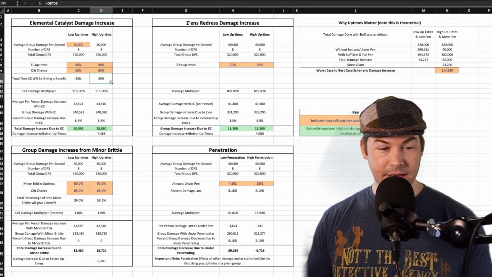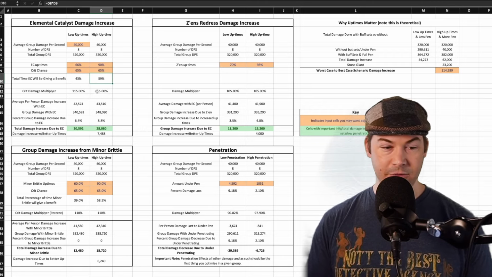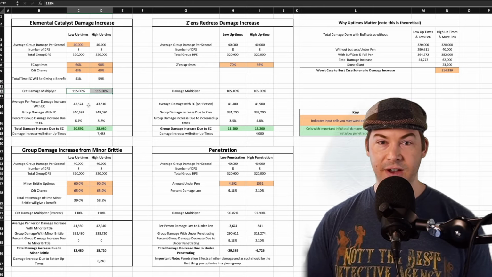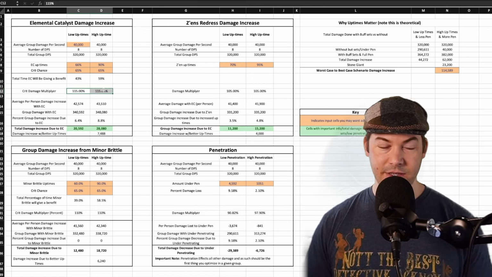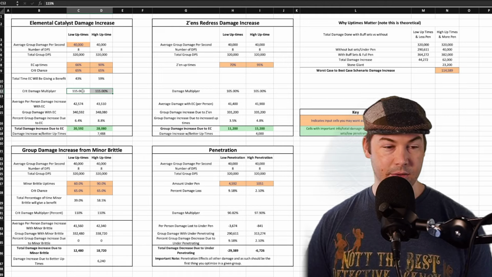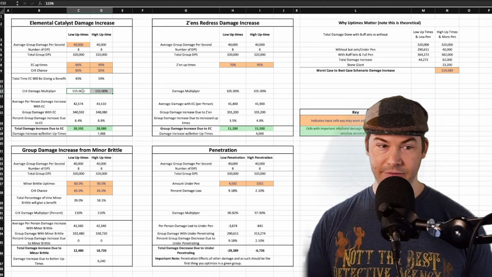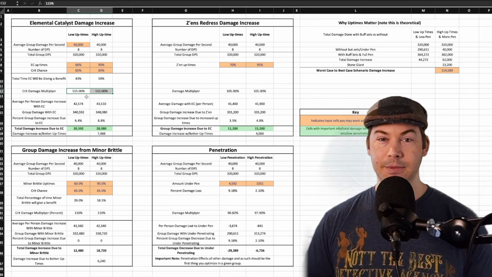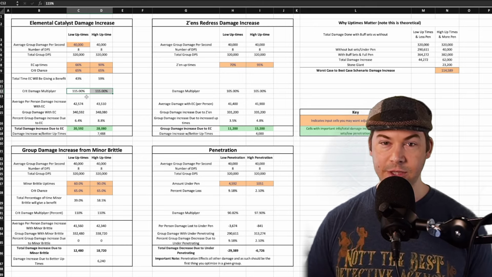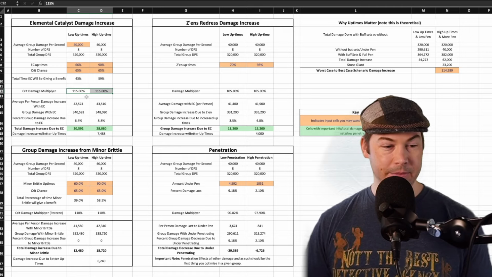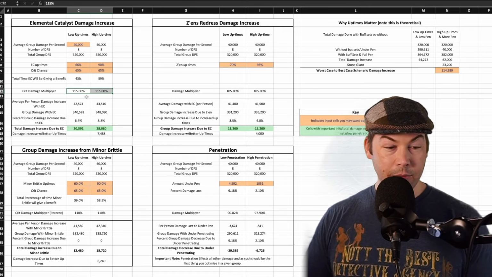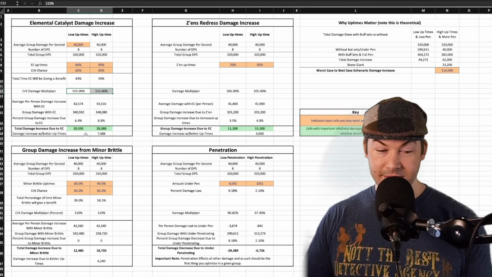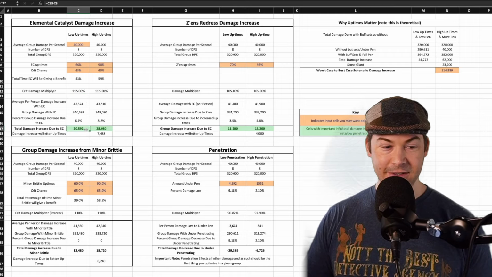And then our crit damage multiplier is just what you get from Elemental Catalyst. Again, it's 5% for each type of damage, as you can see here, with the set, but we're just averaging it all together. And the whole point of all of this is supposed to be a back of the napkin calculation to give you a rough idea. I'm trying to sell you on the idea of raid group optimization.